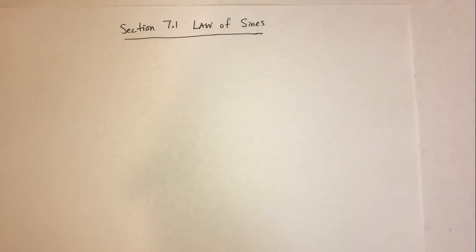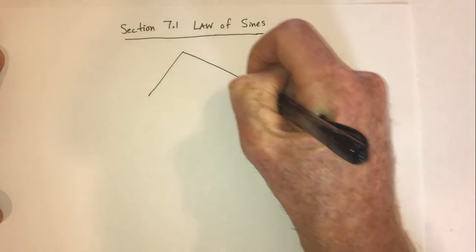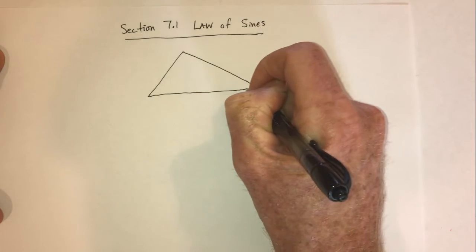Well, with all the triangles that we've had in this class so far, they always had to be right triangles. But what if it's not a right triangle? What if you have just any old triangle like this one right here?